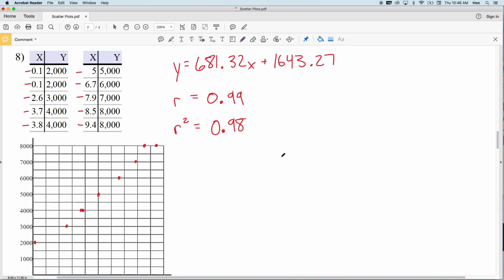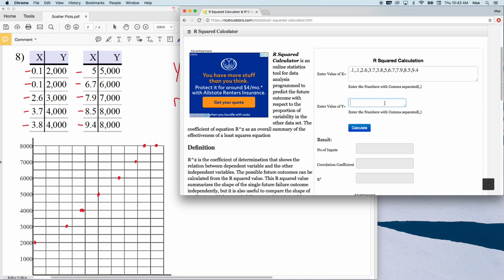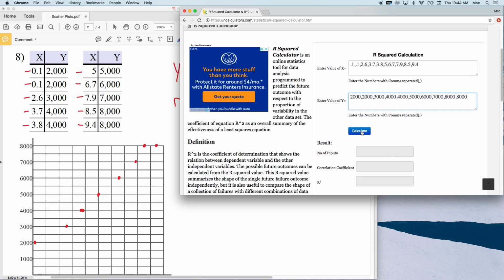And there's more accurate calculators online, so let's utilize a different calculator. So let's type in each of our x values and each of our y values, keeping them in order, but separating them with a comma. So we have 0.1, 0.1, 2.6, 3.7, and so on. And now we'll type in our y values, keeping them in line respectively. So we'll start with 2,000 and work our way up to 8,000. And then I'll hit calculate.